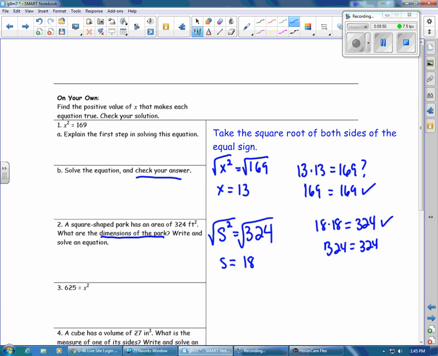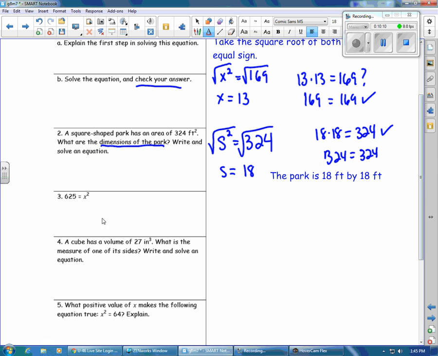So the park is 18 feet by 18 feet. So one side is 18, the other side is 18. Go ahead and solve number 3 on your own. Pause the video and then come back to check your work. Okay, x squared equals 625. Take the square root of both sides, and x is 25.